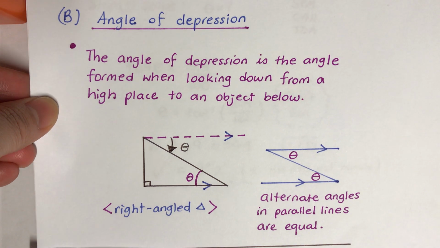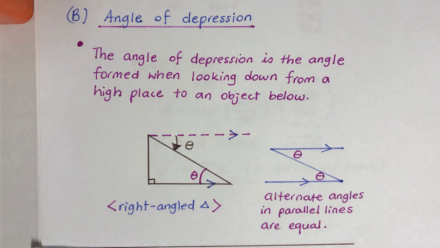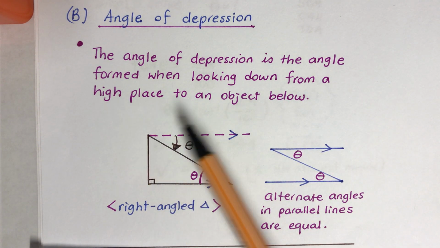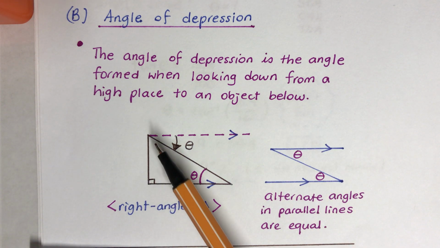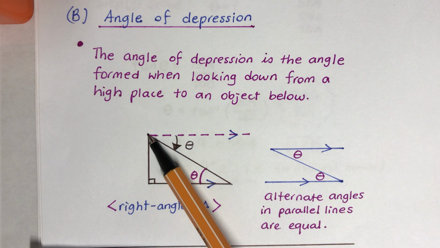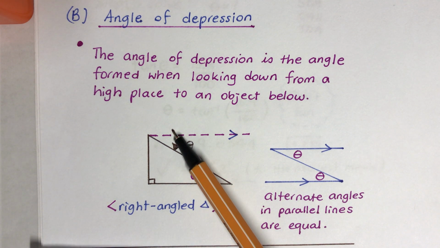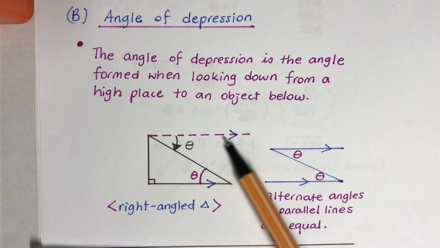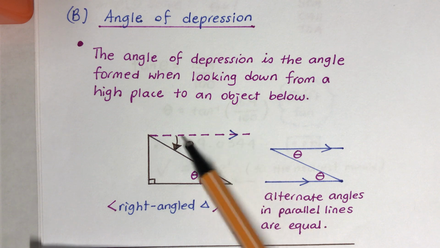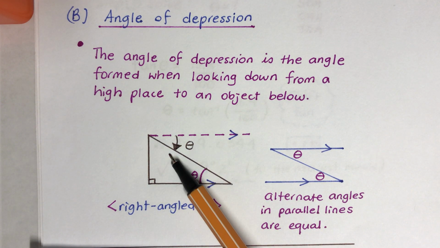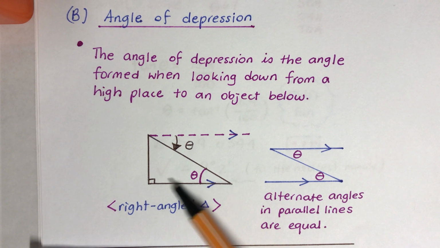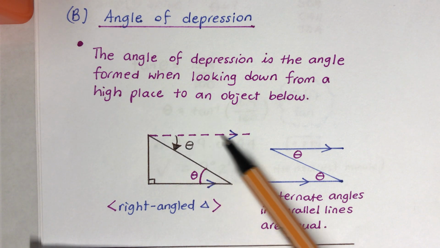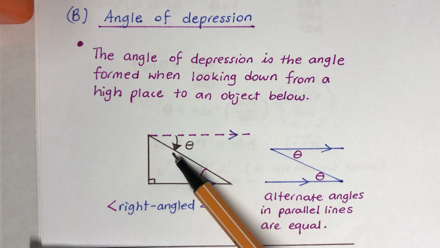Okay, so the angle of depression is the angle formed when looking down from a high place to an object below. So that's the high place there, maybe on top of the building, and the object's down here, looking down. Now again, the depression is from the flat surface or sky down. So elevation was from the ground to the ray, whereas the depression is from the flat at the top to the ray.